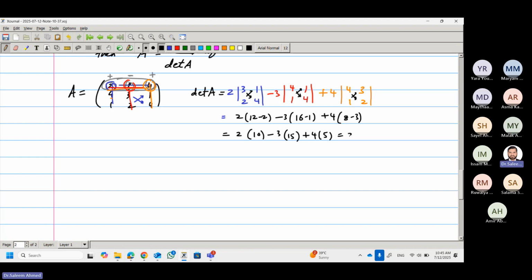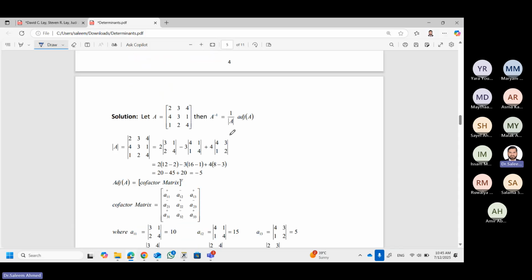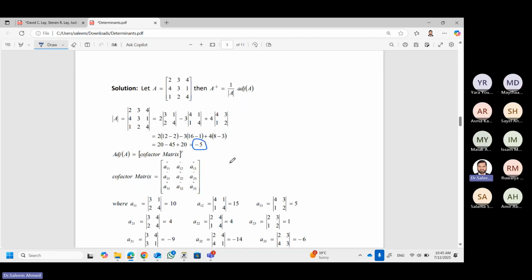So you got 20 minus 45 plus 20, 20 plus 20, 40 minus 45, which is not equal to 0. So determinant not equal to 0 means A inverse exists. If it is 0, don't go ahead, stop. You can say that there is no inverse of the matrix. Let me check if the determinant is correct. It is minus 5, right? So that's correct.